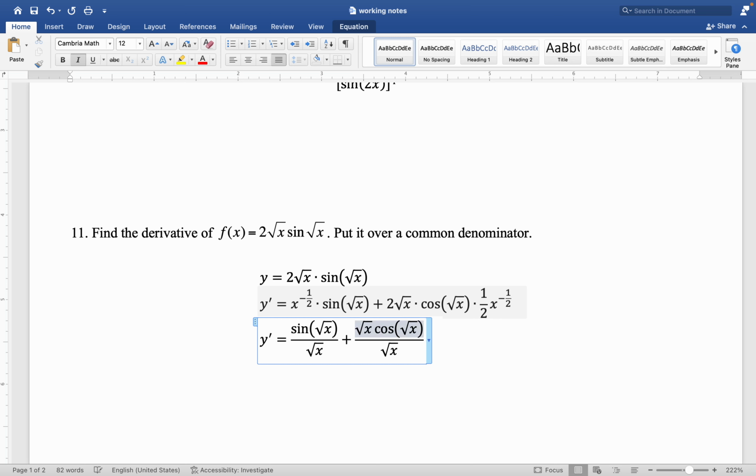And I think that we've accounted for everything, right? We took care of the 2 and the 1/2, we took care of this root x, we took care of the cosine root x, and we took care of the x to the negative 1/2. Okay, so there it is.